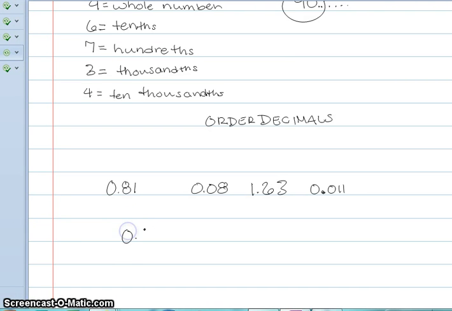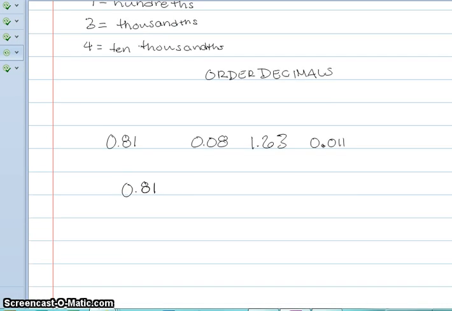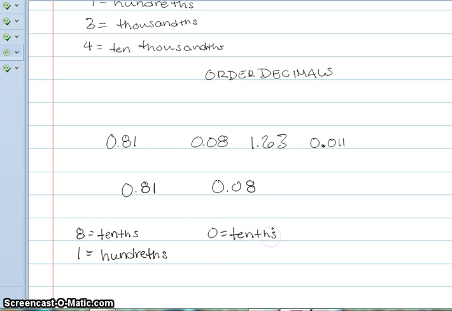So we take 0.81, we see that the 8 is in the tenths, and the 1 is in the hundredths. Next, we have the number 0.08. The 0 is in the tenths. The 8 is in the hundredths.